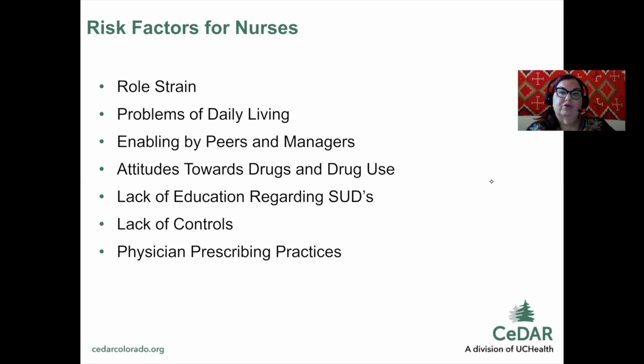A lack of controls. Though we have really good systems of managing and controlling the use of narcotics in our hospital systems, there are many environments where it's easier for nurses to divert controlled substances. Home care nursing would be an example, skilled nursing facilities, or other facilities where there aren't good policies in place. And then last, it says physician prescribing practices.